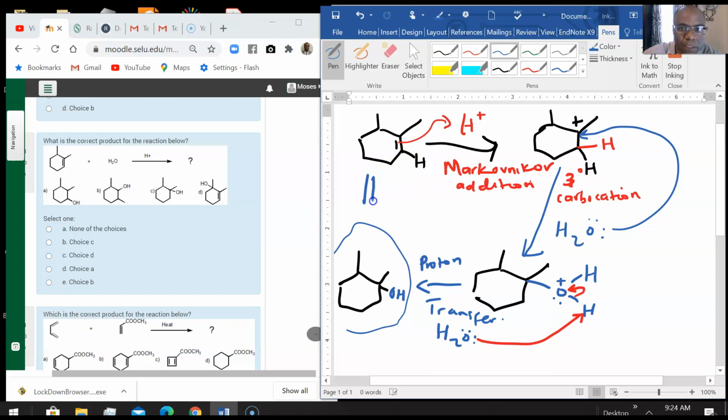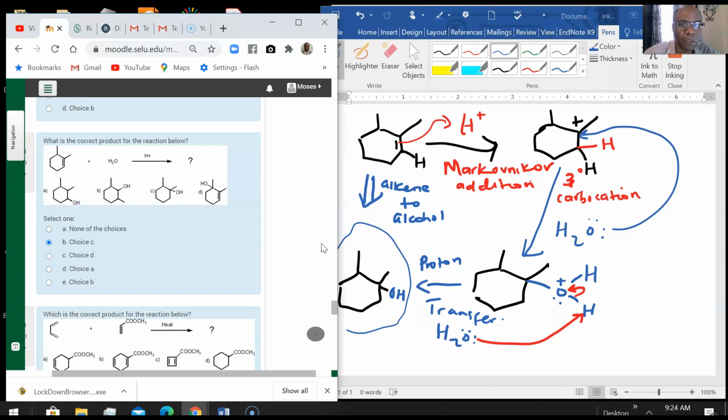You will have converted your alkene to an alcohol. It happens to be a tertiary alcohol. So the answer here is choice C after Markovnikov addition.